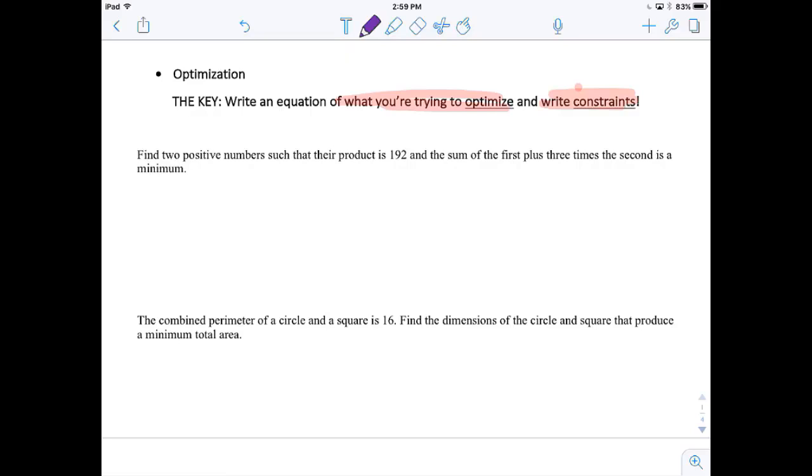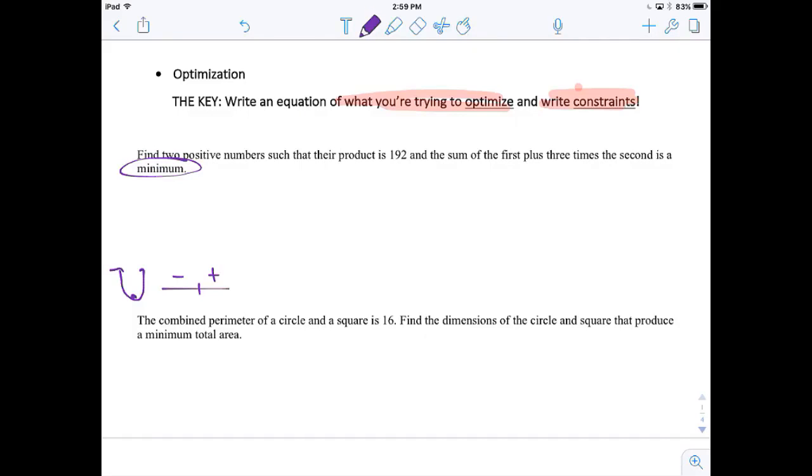Find two positive numbers such that their product is 192 and the sum of the first plus 3 times the second is at a minimum. Now, when I see that word, that's how I know that this is something that I'm trying to optimize, because I know I want to find a min. And remember, a min, we're talking about that on a graph, and I'm talking about my sign chart going from negative to positive. So really, that's what I'm looking for.